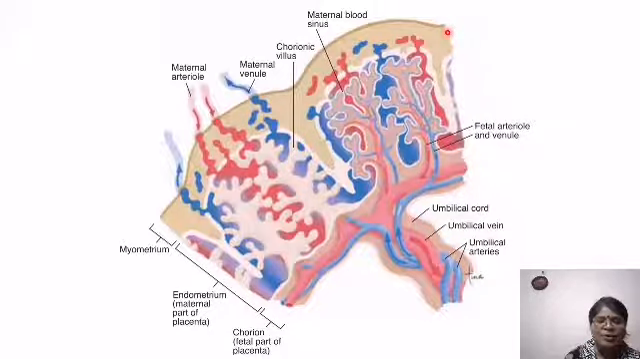And when the baby is born, then what is happening? We will look at how they cut the umbilical cord also.